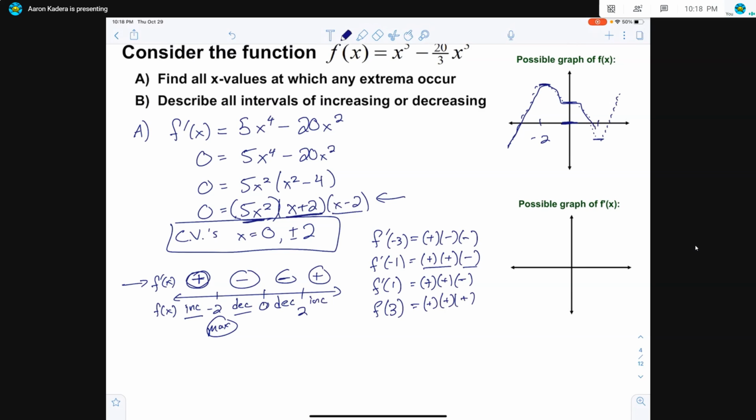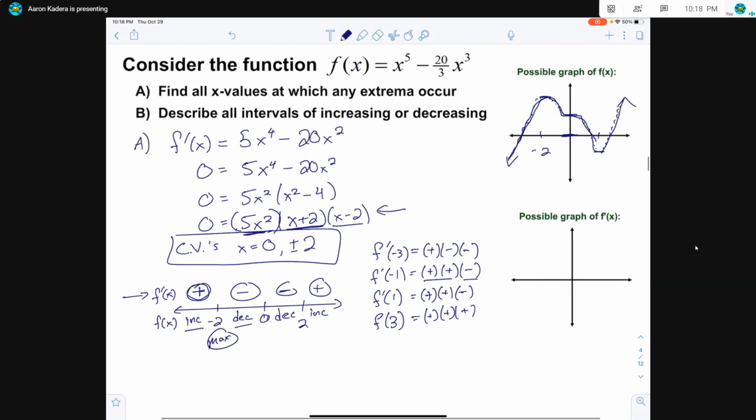So I've kind of got a pretty good sketch going right here of what I think my function looks like. Okay, and it was a polynomial to start with. It was an odd polynomial, so that's all matching up.